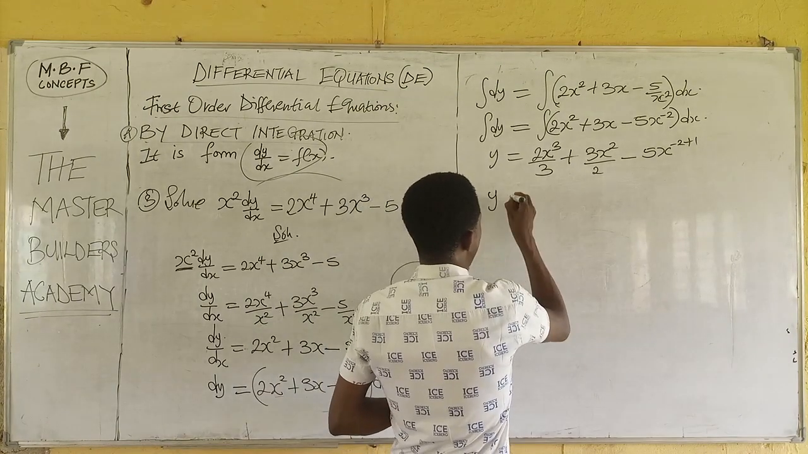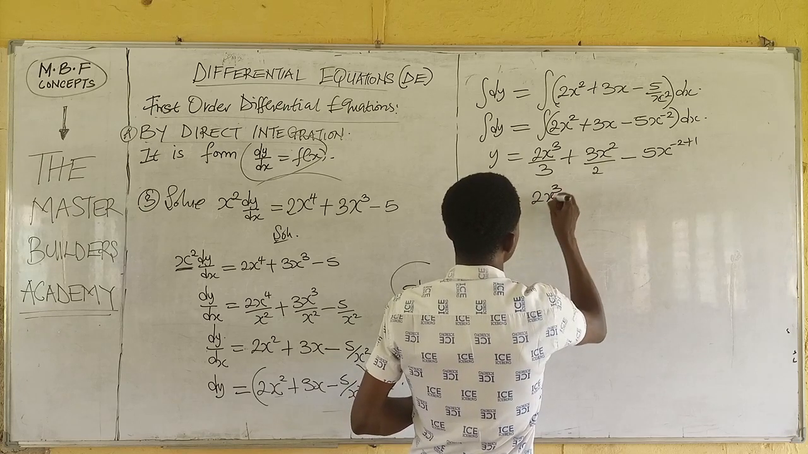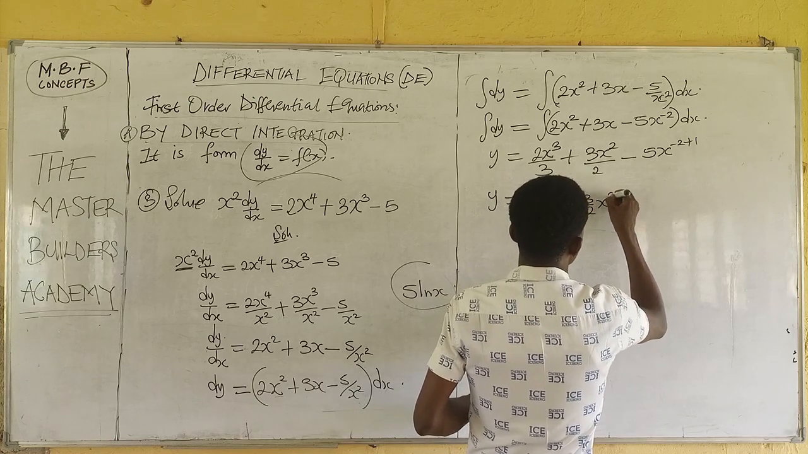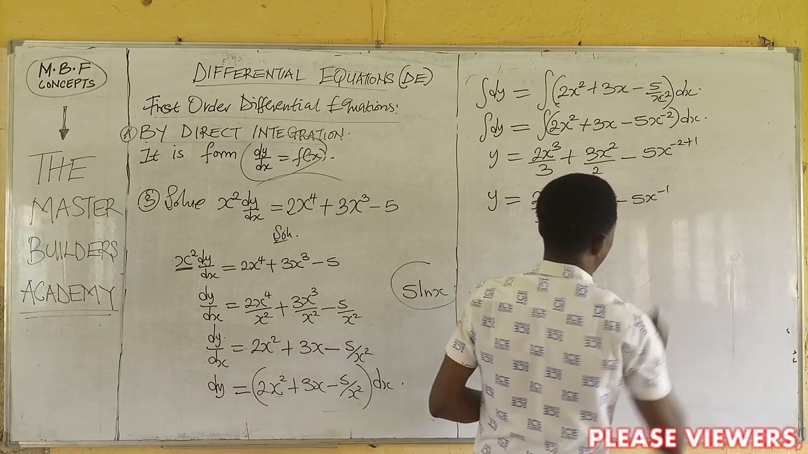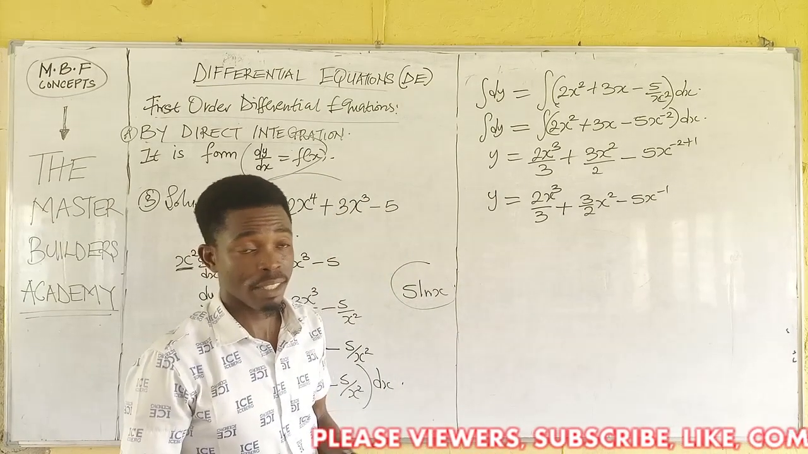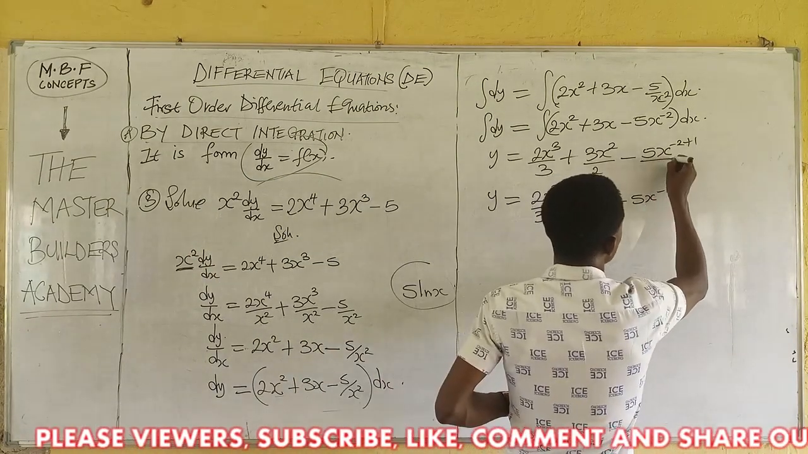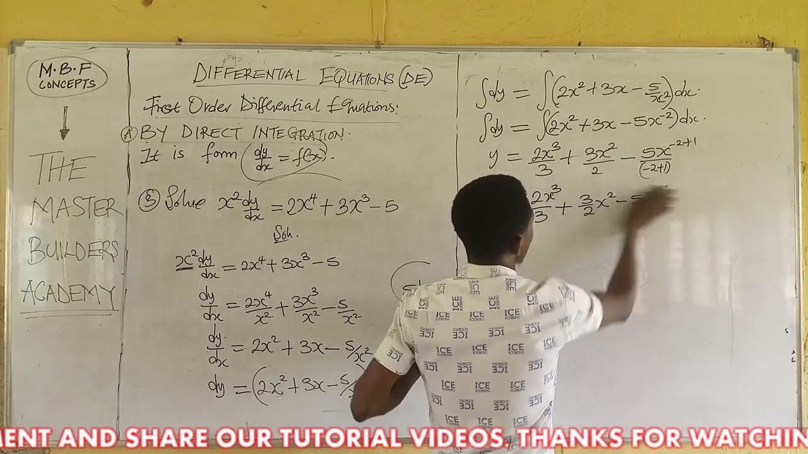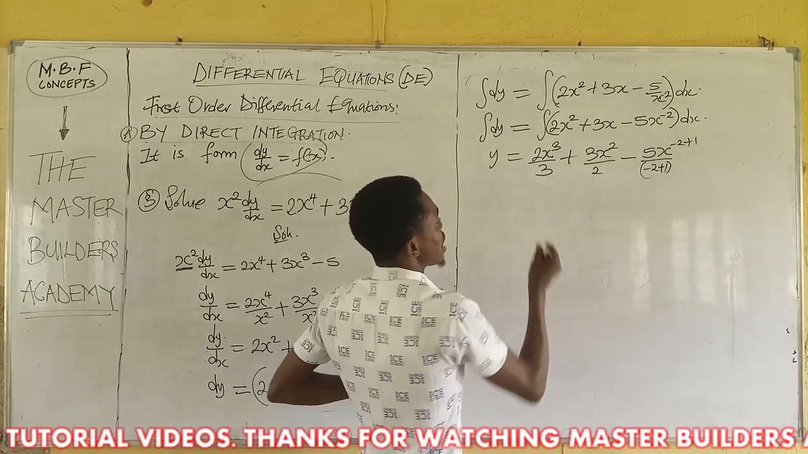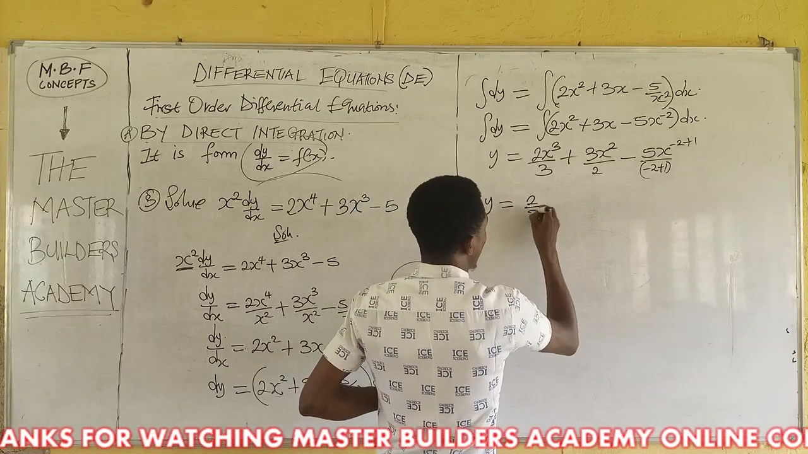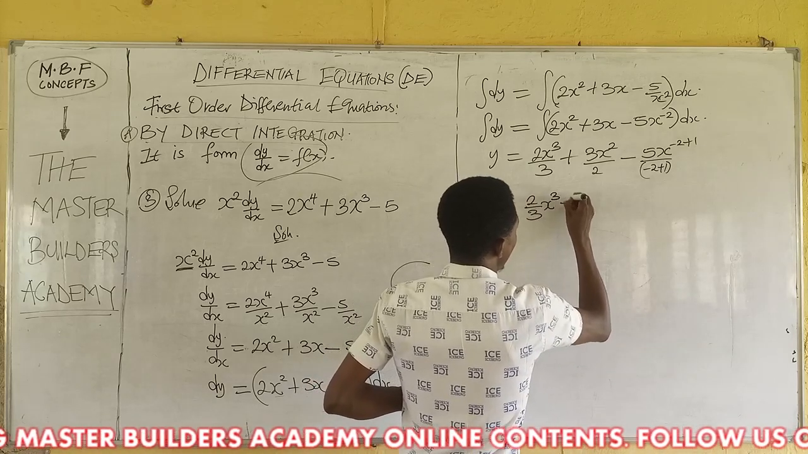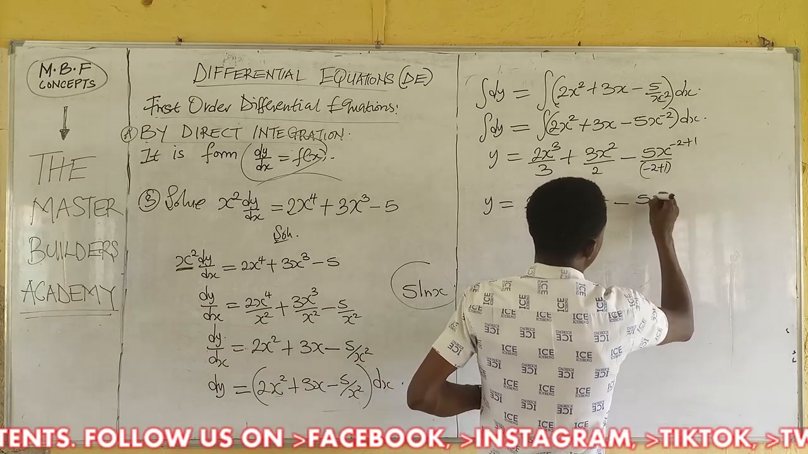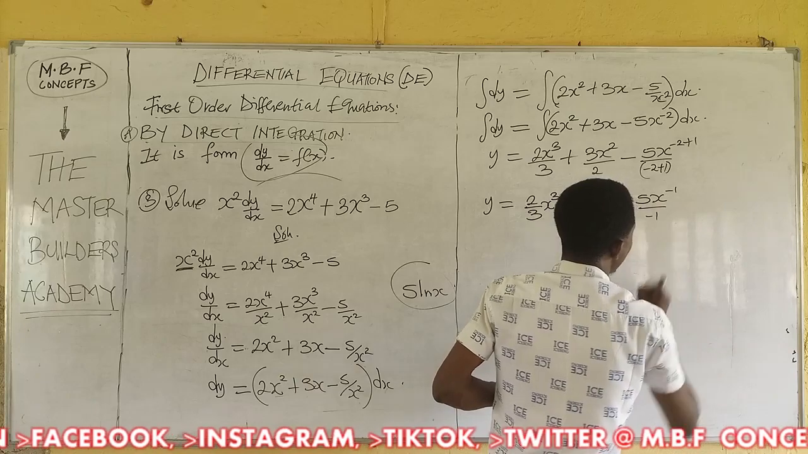So we are going to have y equal to 2x cubed over 3 plus 3x squared over 2 minus 5x to the power minus 1. Minus 2 plus 1 will give you that. Now, this is going to be all over the new power. Then y is equal to 2 over 3 x cubed plus 3 over 2 x squared minus 5x to the power minus 1 over minus 1.